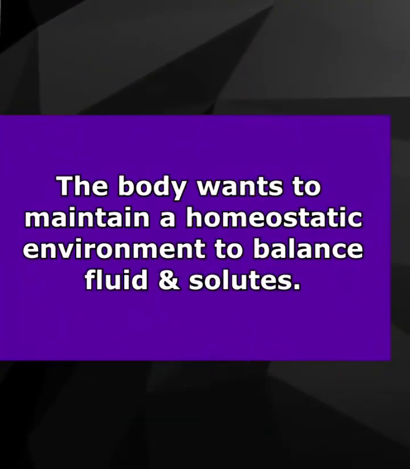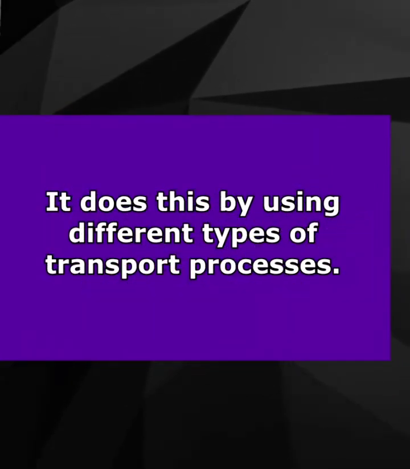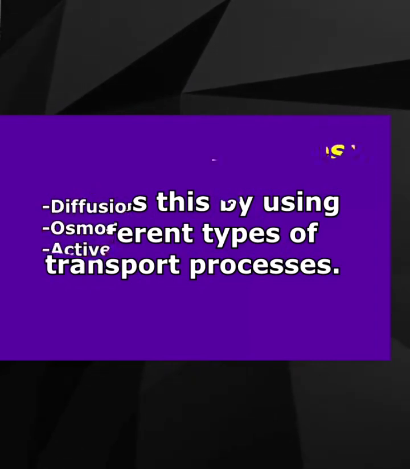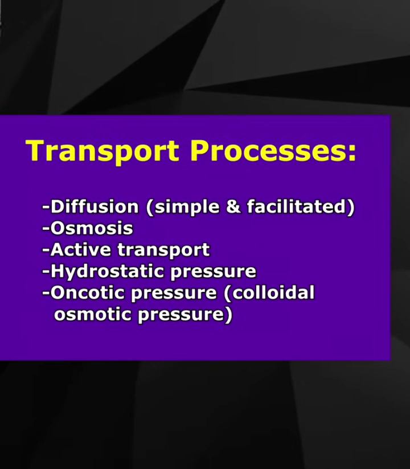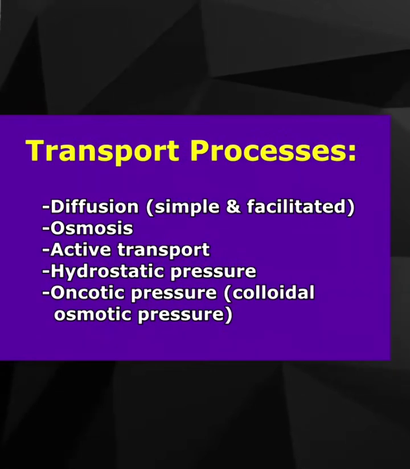The human body likes to maintain a homeostatic environment to make sure that our fluids and solutes are equally balanced. And to do this, it has different types of transport processes that allow this to be achieved. So in this review, I'm going to be talking about the two types of diffusion known as simple diffusion and facilitated diffusion, along with osmosis and active transport, and hydrostatic pressure and oncotic pressure, also known as colloidal osmotic pressure.